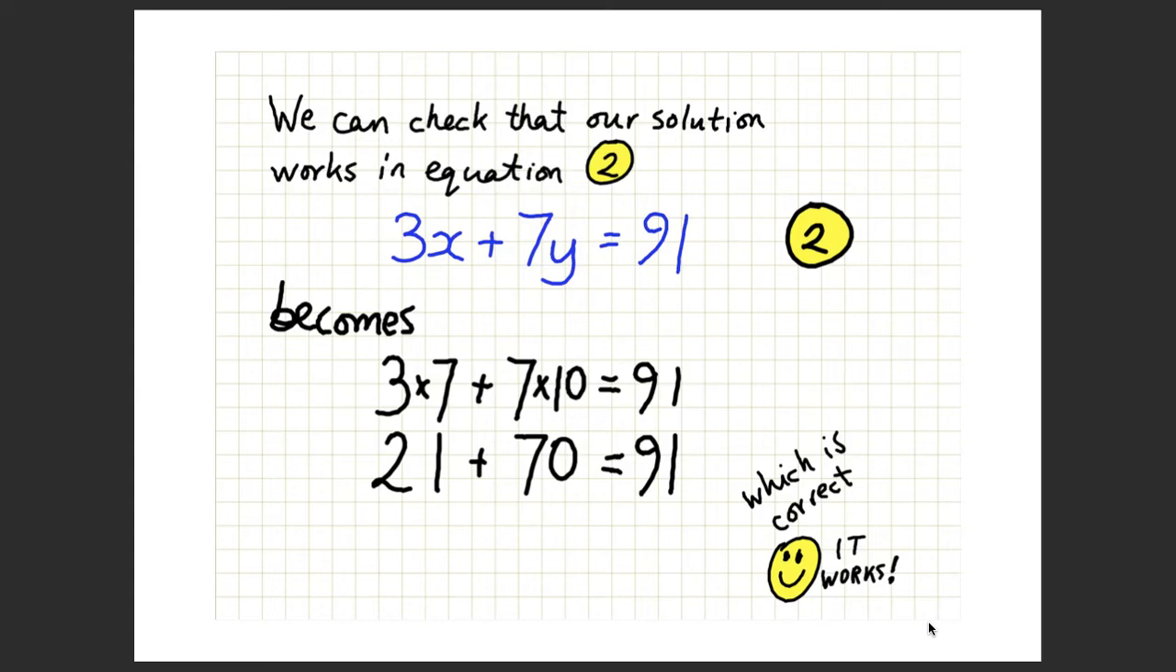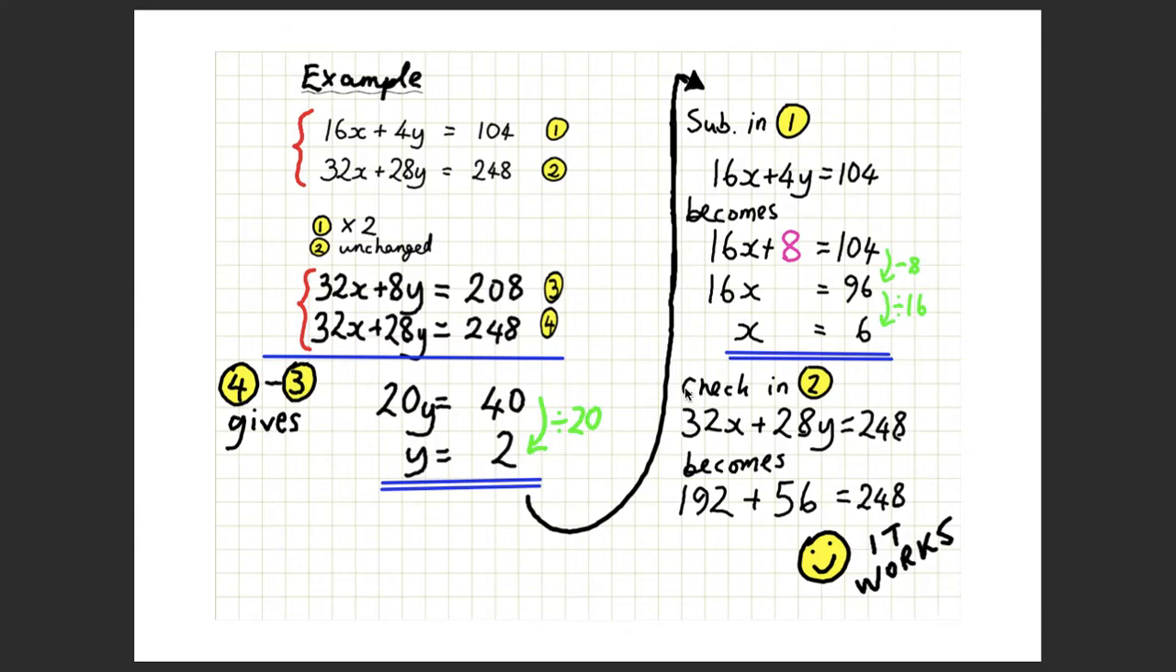And moving on, so here's another example, but with the whole layout in one page. So I'd like to solve the simultaneous equations 3x plus 4y equals 104 and 32x plus 28y equals 248. So I've labelled them as equation 1 and equation 2. I've bracketed them together to show that they're a simultaneous system of equations.